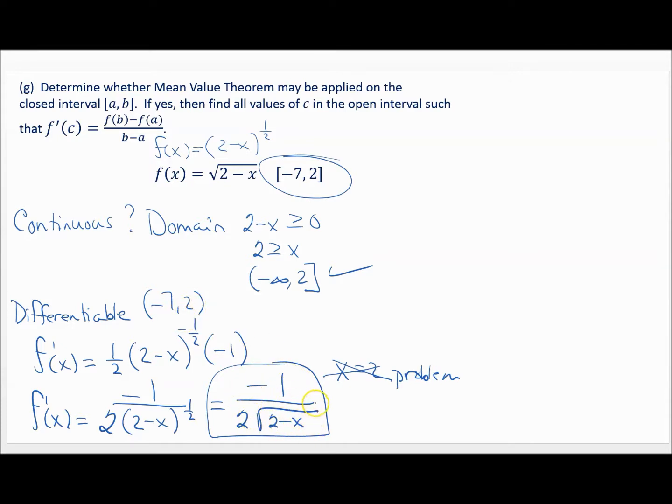It's not going to give you a 0 on the denominator. It's not going to give you a square root. So this function is differentiable on -7 to 2. So now that we have that, we know we can use mean value theorem. So what is the next step?